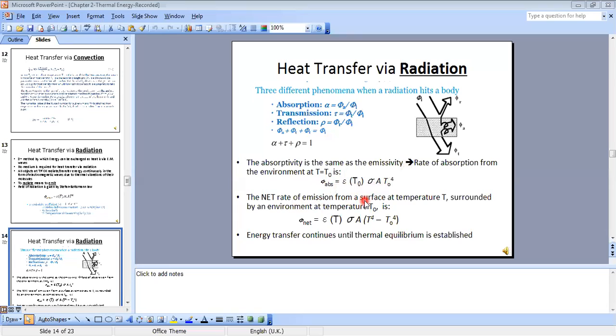And you know that each surface will absorb and emit. So the net rate of emission from a surface at temperature T, surrounded by an environment at temperature T0, will be epsilon times sigma times A times T to the power 4 minus T0 to the power 4. We cannot reach equilibrium until the temperature of the surface is equal to the environment temperature T0. This is why we said at steady state conditions, the portion that is absorbed will be equal to the portion that will be radiated.